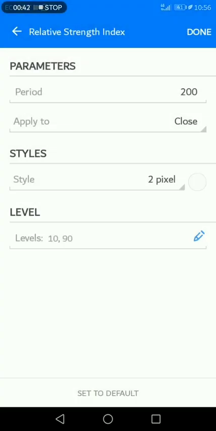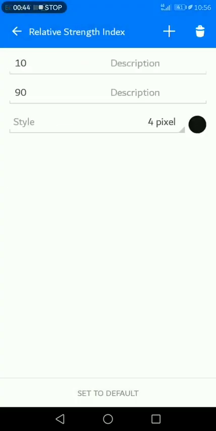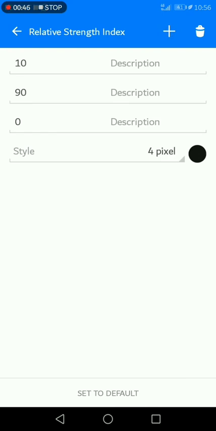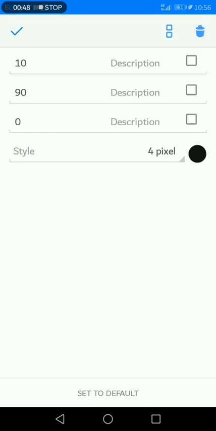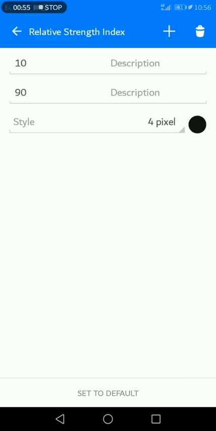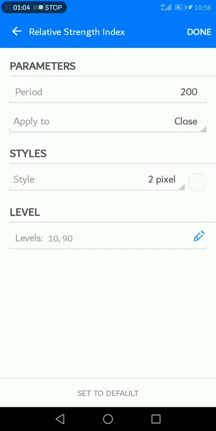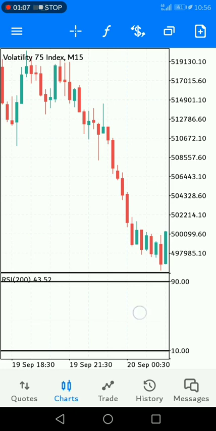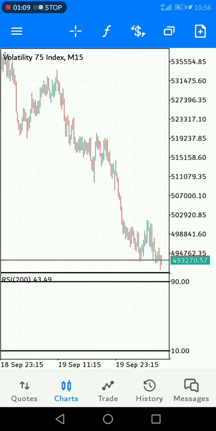If you don't do this, then you are going to be confused. Then on the levels, we are going to click this edit here. You can add another level by clicking this add here, or you can delete by clicking this small bin right here. Once we have level 10 and level 90, we are going to click done, and we have our RSI here, but as you can see, there is no line right there.